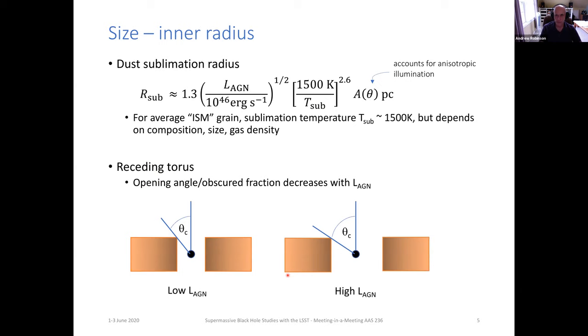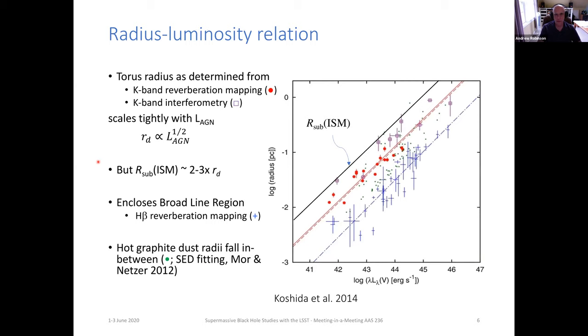The scaling of luminosity appears to be confirmed by observations. Just as with the broadline region, there is a radius-luminosity relationship. So the dust radius, as determined both by K-band reverberation mapping and interferometry, scales with the square root of the luminosity. We see that in this plot from Kishimoto et al.